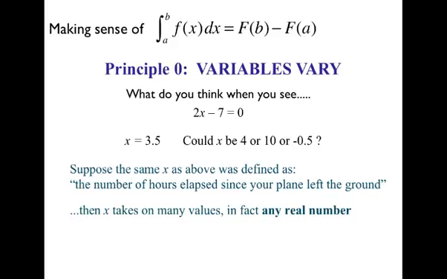Variables vary. That's the point of variables. When you solve a particular equation, you're finding particular values of x that make it true. X could take on other values; it just makes the statement false, just like he said. What about the variable dx? Based on x, we have another variable called dx. What's that about?